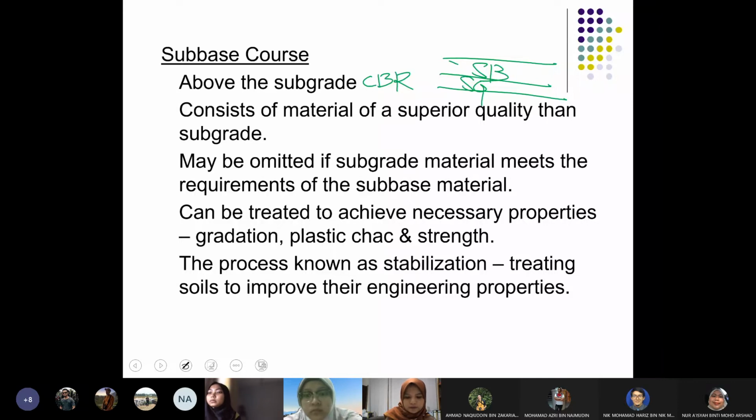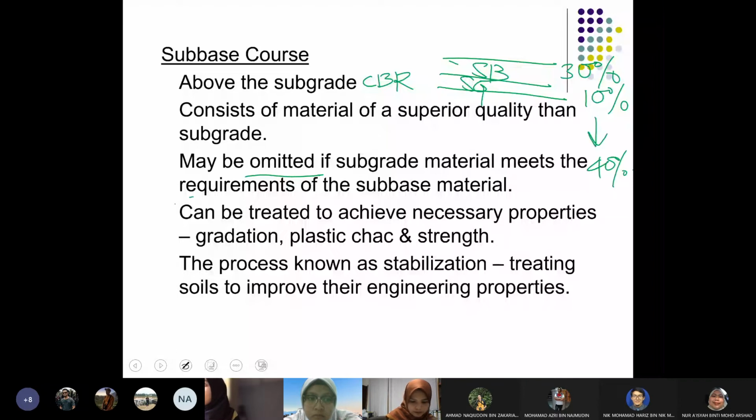geotechnical lab. For the subgrade, they say 10% CBR is enough. But for the subbase, they say it must have at least 30% CBR value. So we know that the higher the strength, the more superior it must be. Okay, this layer can be omitted if the subgrade material is already very good. If you test the subgrade material and suddenly you get 40% CBR, then it is already good. Why should you waste your time and money to put another layer of subbase? You can omit the layer.